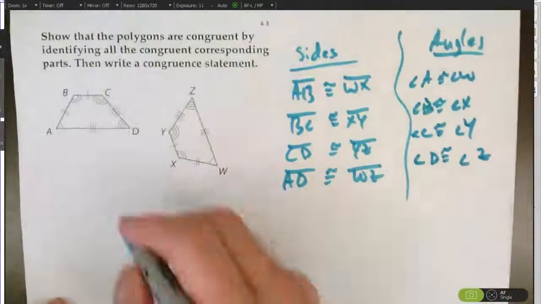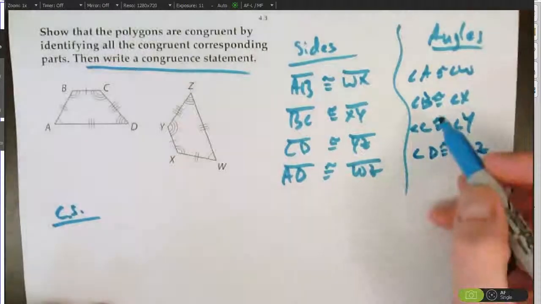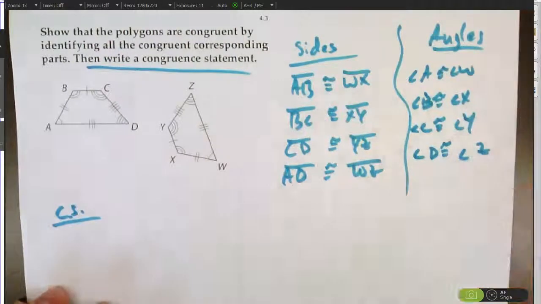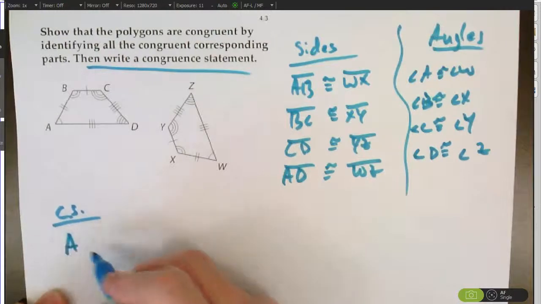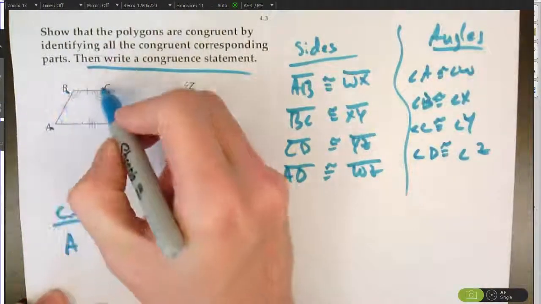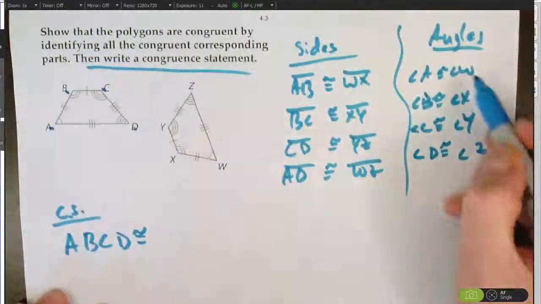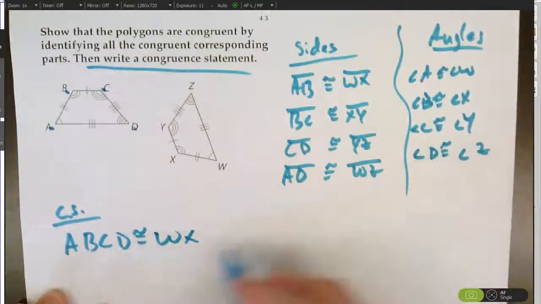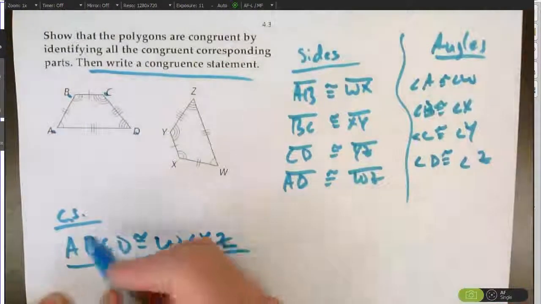Now, for making your congruent statement, because that's the last part, what you have to do is, I always go by the angles. Just pick an angle and go with that. So you've got, for instance, angle A goes to W. So I'll maybe do A, and then I'll just go in order, A to B to C to D, and then pick the one that corresponds with A. Well, that was angle W. What corresponded with B? That was X. What corresponded with C? That was Y. What corresponded with D? That was Z. And there we go. All the sides listed, all the angles listed, congruent statement.